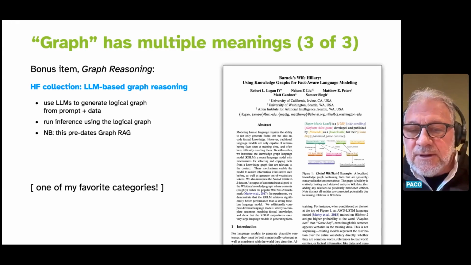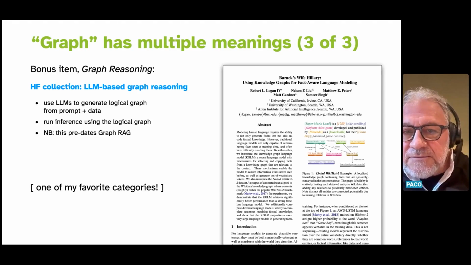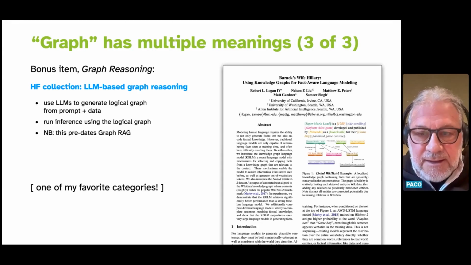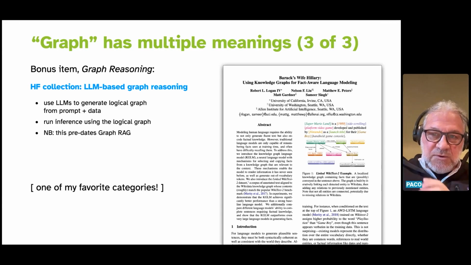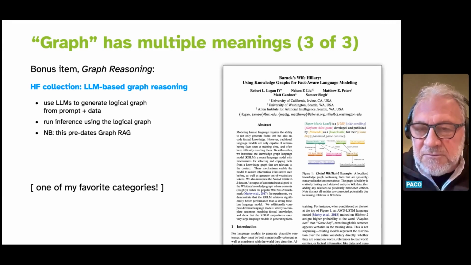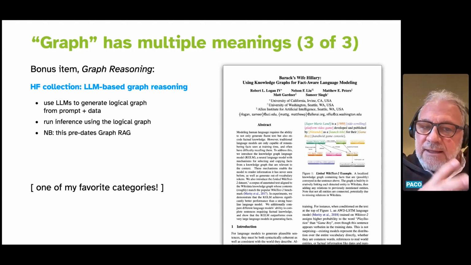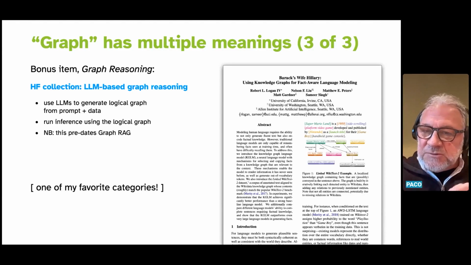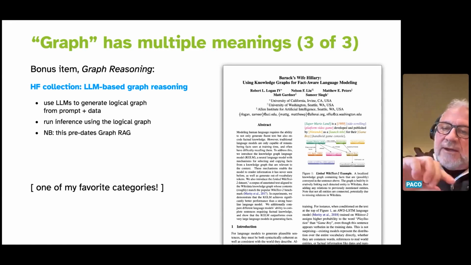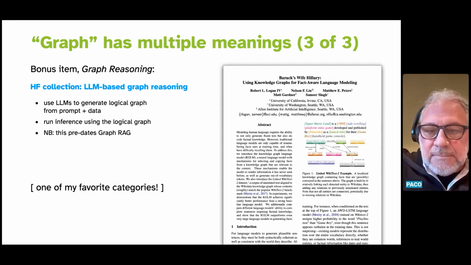This paper here, I really love this one called Barack's Wife Hillary, about how you can use graphs to try to avoid confusions that would otherwise be coming out of LLMs or other machine learning. The idea is use the LLMs to create logical propositions, put them together in a graph, and then do reasoning inside that graph to feed back on the answers that would come out of the LLM. One of my favorites. I think that this area has a lot of way to go.